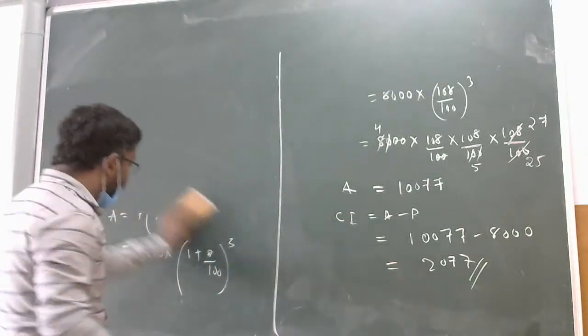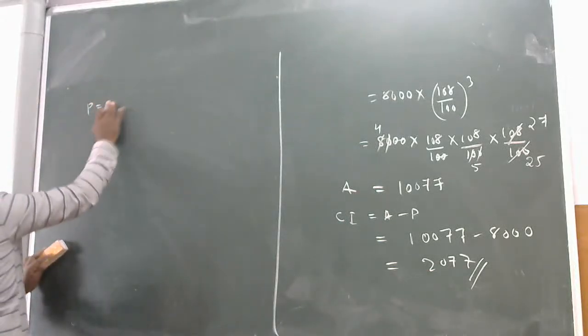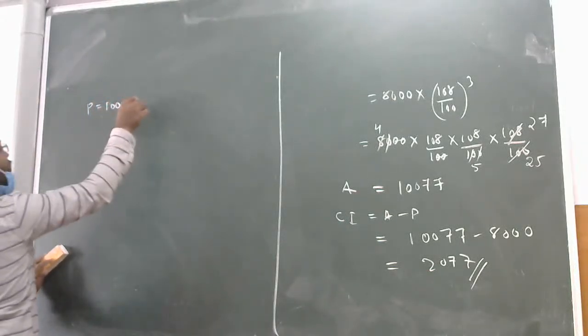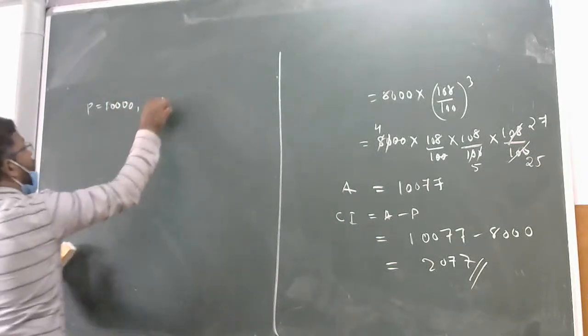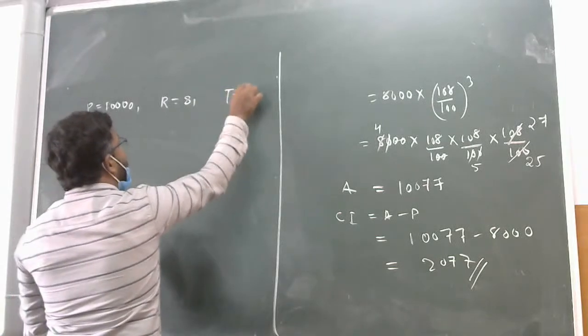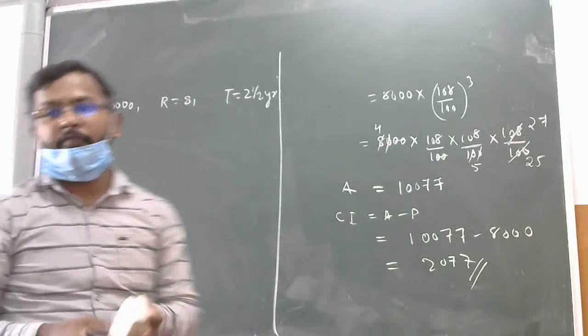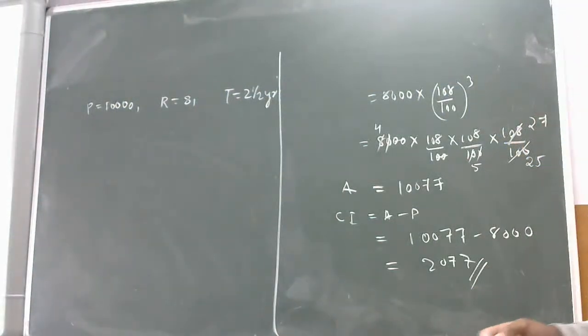Again, you find for the next question. Your principal, let us take 10,000. Rate of interest is 8% and time period is 2.5 years, compounded annually. Find compound interest.